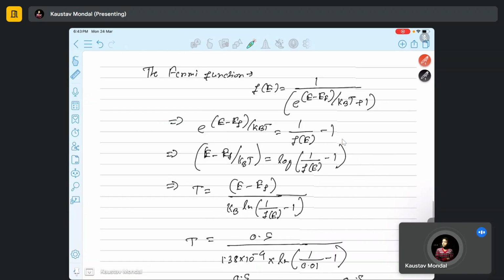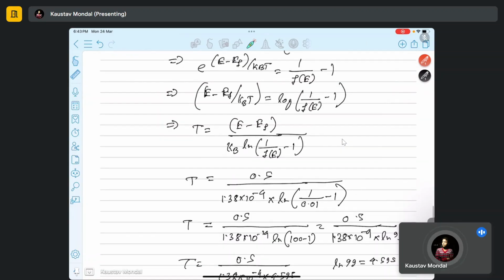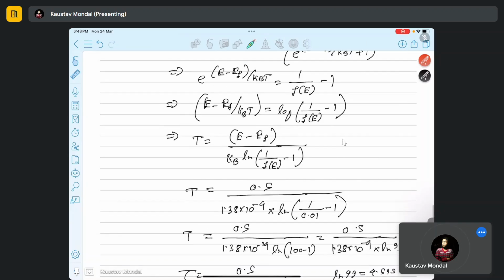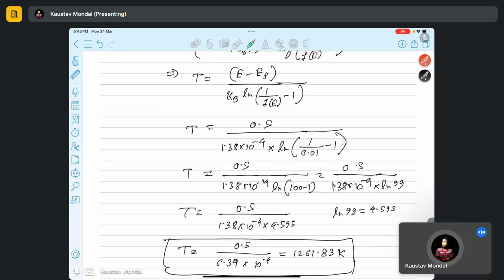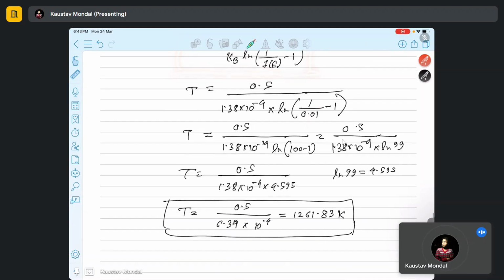So we have done some rearrangement of the terms in this equation to get an expression which is independent of T, because we have to find the value of T. So here is the expression, T equal to this. From there we substitute the values and we get the temperature, that is 1261.83.